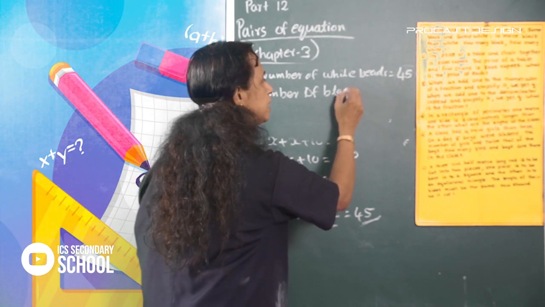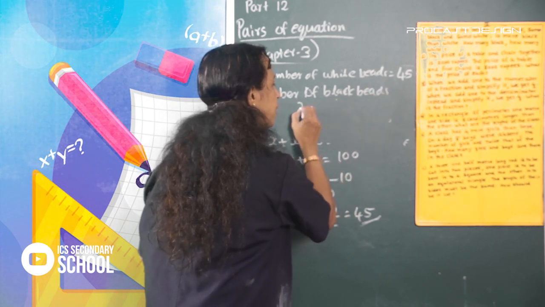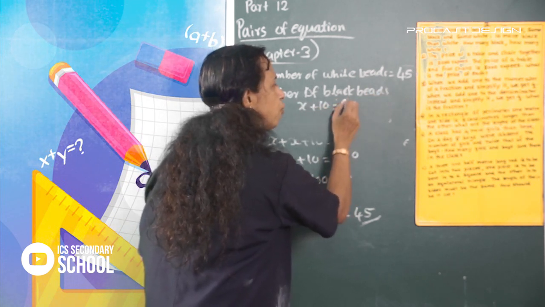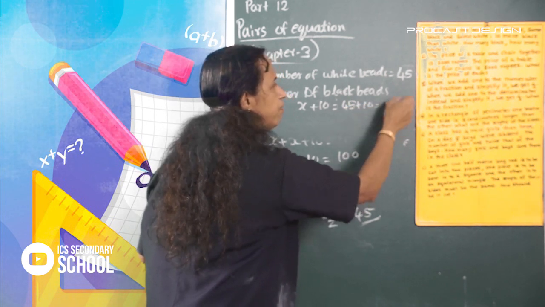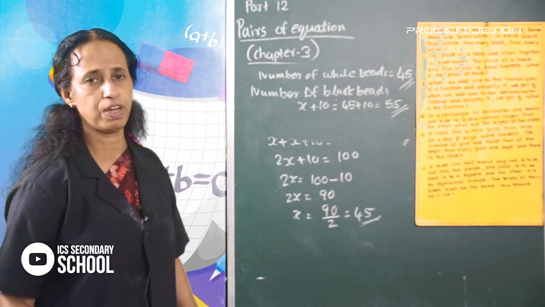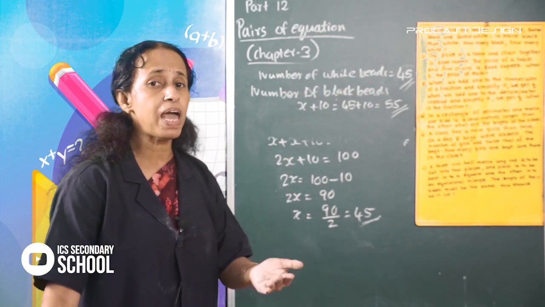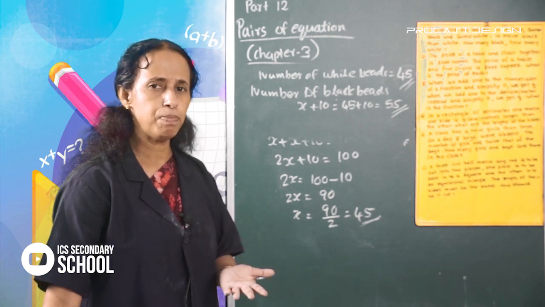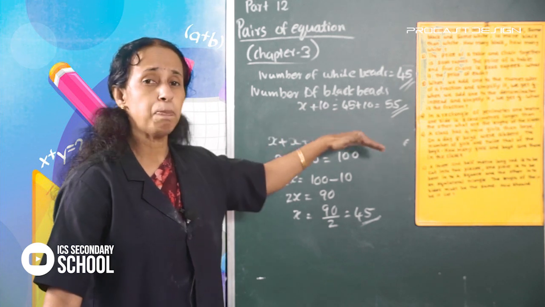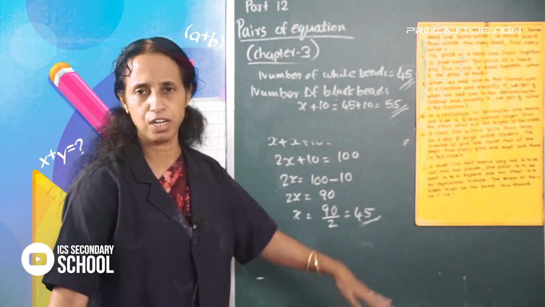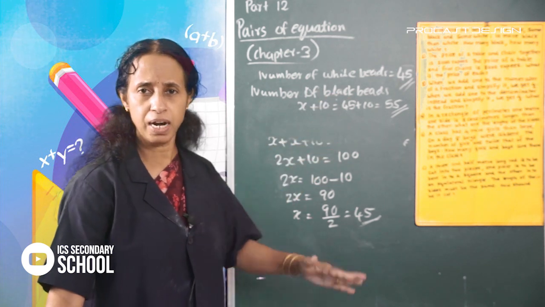Number of black bits equal to x plus 10, is equal to 45 plus 10, is equal to 55. Number of white bits equal to 45, that is 10 more black bits than white. So the sum of these, 45 plus 55, is equal to 100.